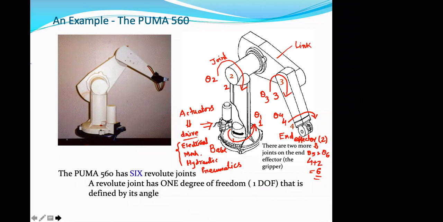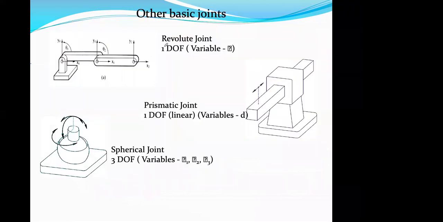We are showing you some basic joints because it is required whenever we talk about kinematics. Some basic aspects of the joints must be known. So first is the revolute joint. Here you are seeing one revolution. This is theta 1, and this is the second theta.